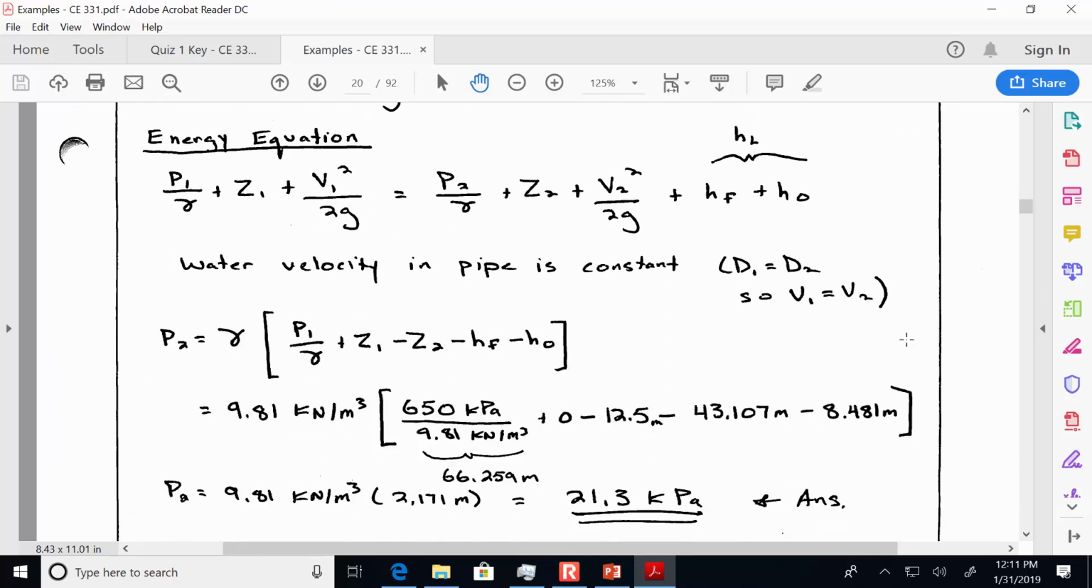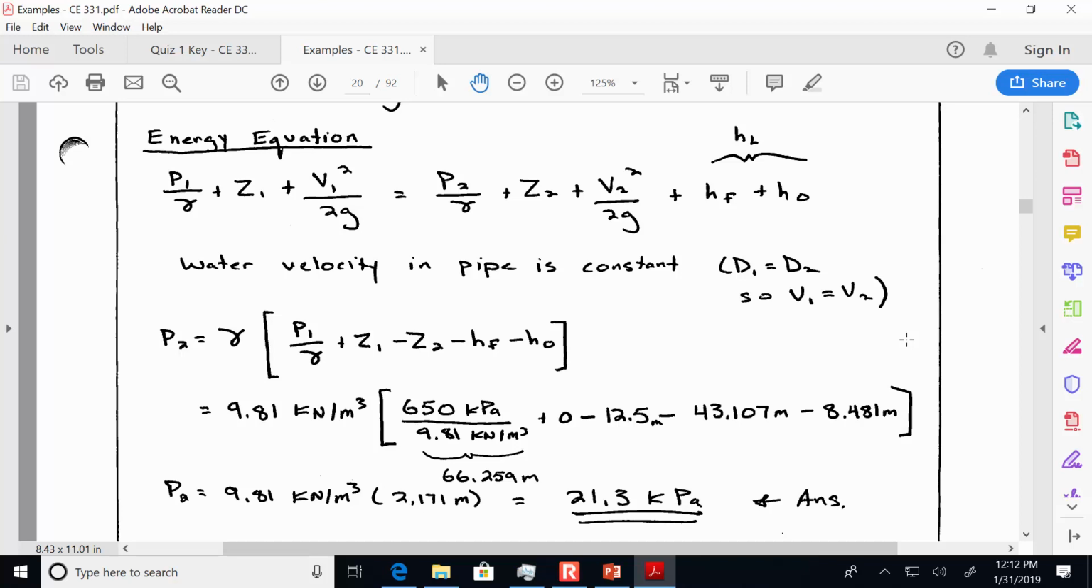Here's the full version of the energy equation. Well, not the full version, because if we were really going nuts, then we would have the kinetic energy correction factor, remember alpha. There's no turbine though, so I canceled out the turbine on the left-hand side. There's no pump, so I canceled that out as well. The water velocity is constant in the pipe.